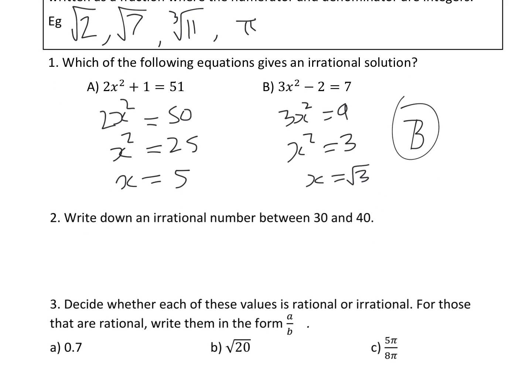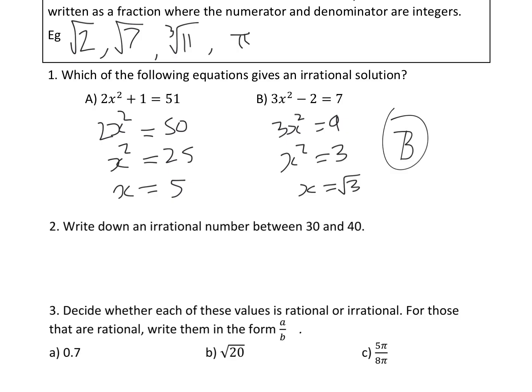Okay, question 2. Write down an irrational number between 30 and 40. The best one, I think, maybe the simplest one with the least explanation, would be to look at pi. Now pi is not between 30 and 40, but it's 3.14. So if you times it by 10, that would be 31.4, and all the other numbers afterwards. It would definitely be between 30 and 40.